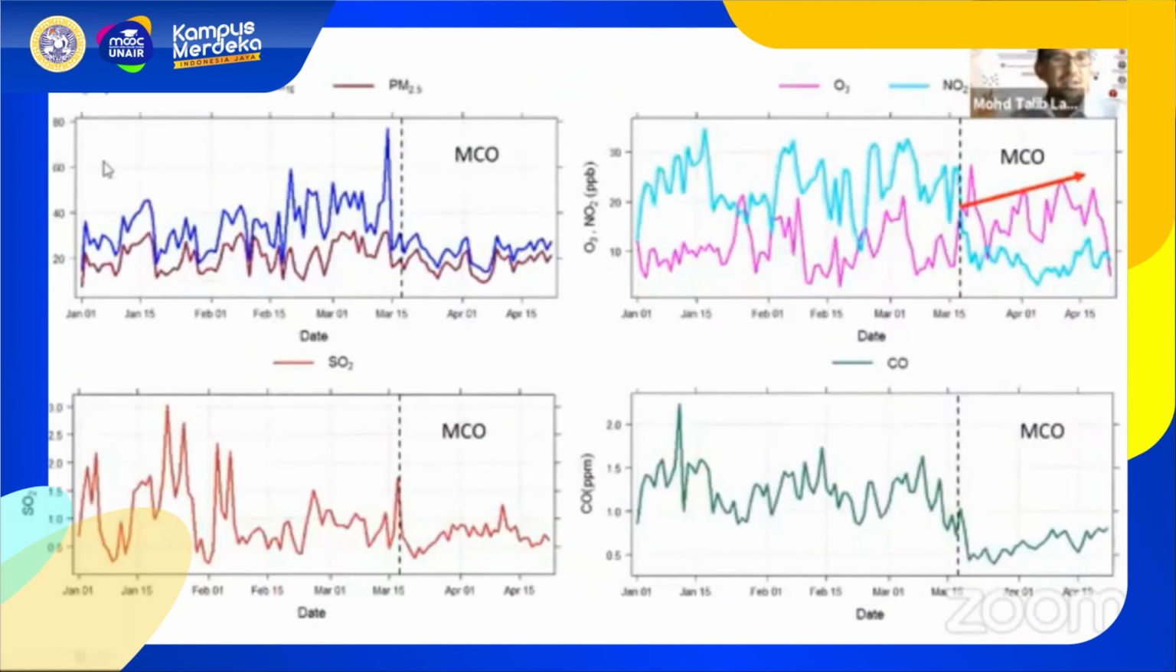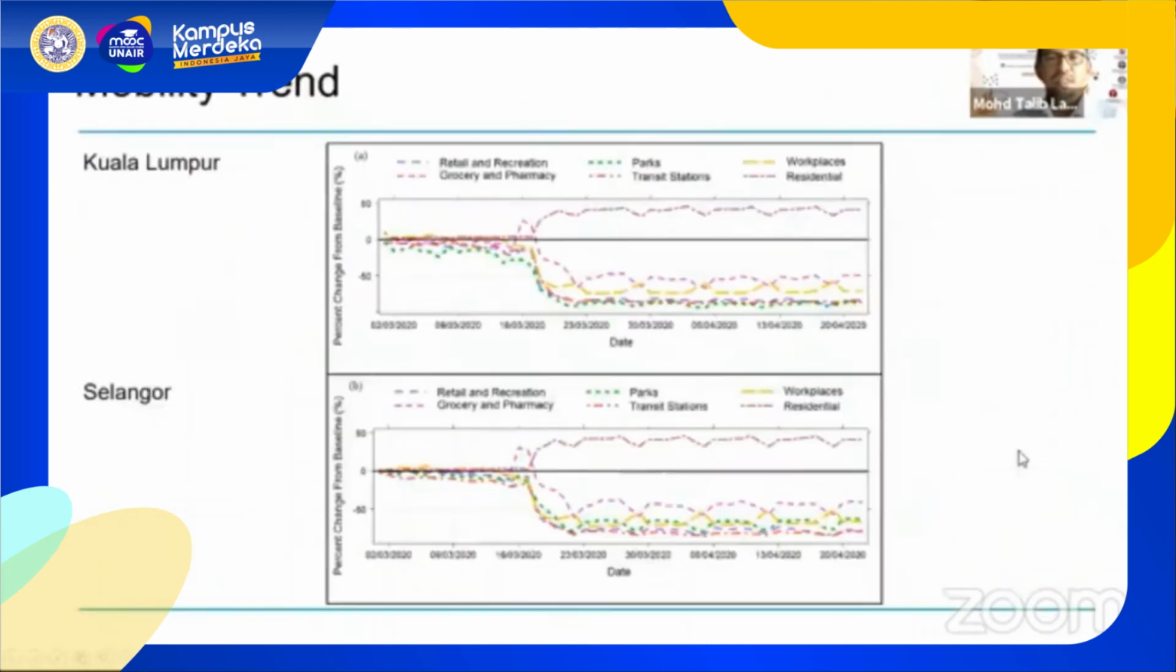You can see that the level of air pollutants PM10 and PM2.5, as mentioned, reduced significantly. SO2 also shows an indication of reductions, but ozone, the one in pink color, increased a little bit compared to NO2, which reduced significantly. And this one is CO, coming from motor vehicles. And this is the mobility trend.